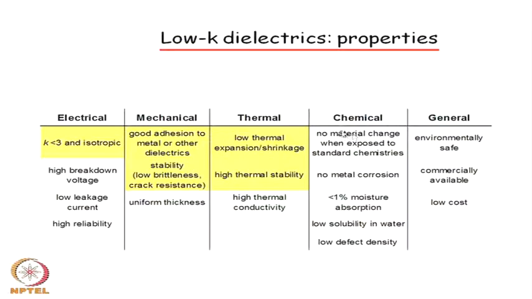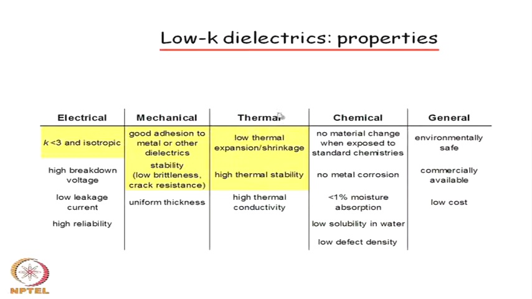Now, if we look into the properties in detail, we can see that K less than 3, the electrical property of the dielectrics must be there such that the value of the dielectric constant must be less than 3, and it must be isotropic. So far as the mechanical properties are concerned, good adhesion to metal or other dielectrics. It must have stability, that means it must be stable. So far as the stability is concerned, it will have low brittleness and it must have crack resistance.